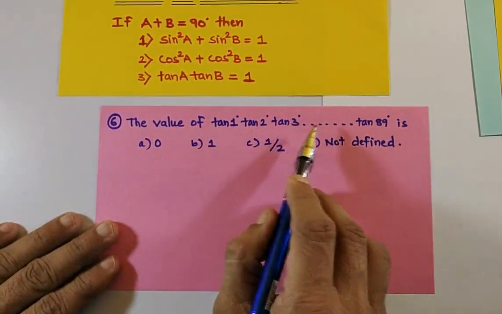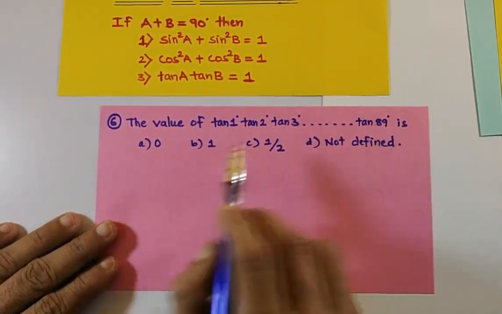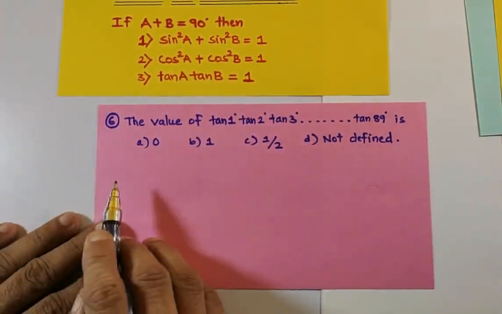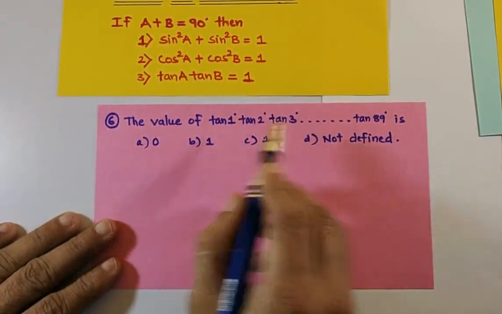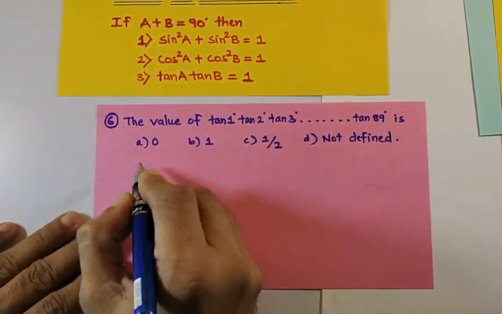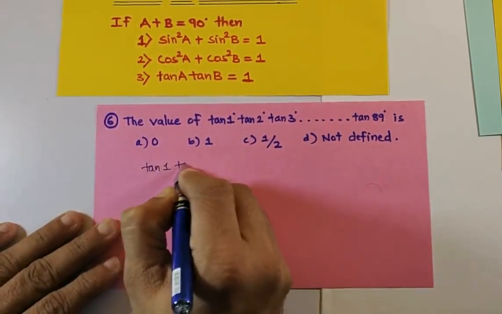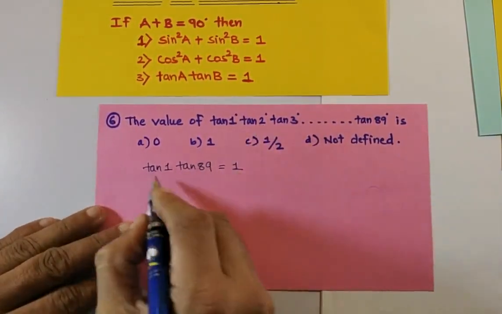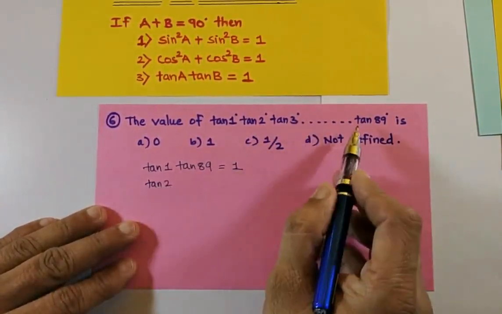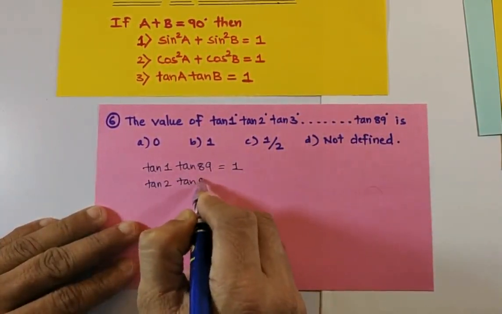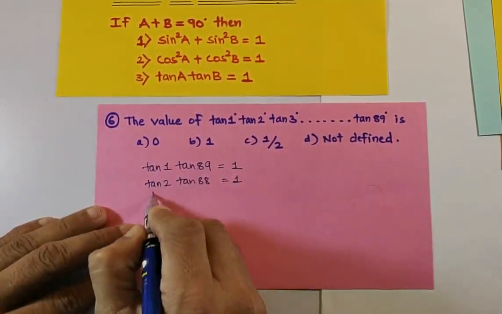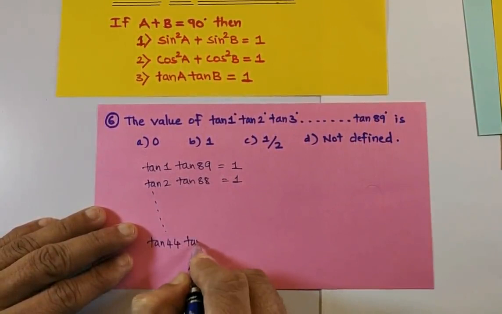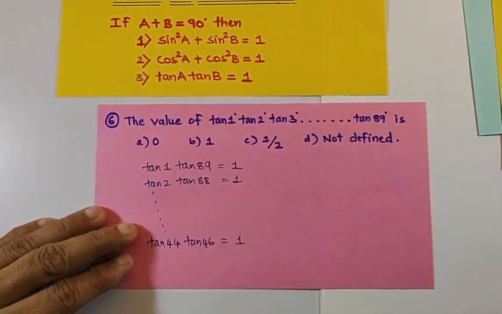tan 1 into tan 2 into tan 3 and so on up to tan 89. Now here this condition we will be using: tan A into tan B is 1. If I take 1 degree, if you add 89, it will be 90. So tan 1 into tan 89 will be equal to 1. If you take the next angle, tan 2 into tan 88 will be 1. Similarly, it will go up to tan 44 and here you will have tan 46. Again this will be 1.